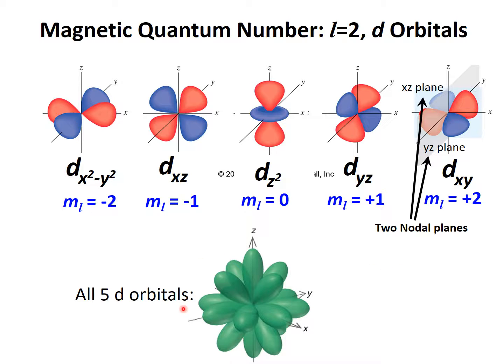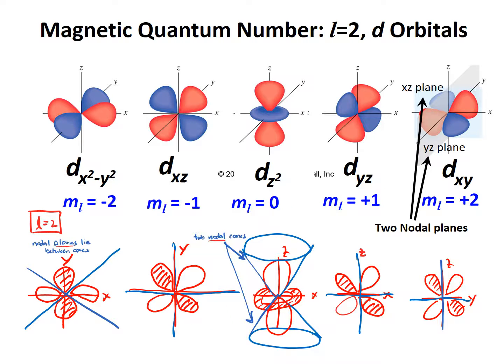At the bottom here, we've plotted all 5 of the d orbitals together to show you what they could look like. Again, on both the midterms and the final exams, you will be expected to be able to draw the d orbitals in 2 dimensions. And at the bottom here, we've shown you how they should be drawn in 2 dimensions.